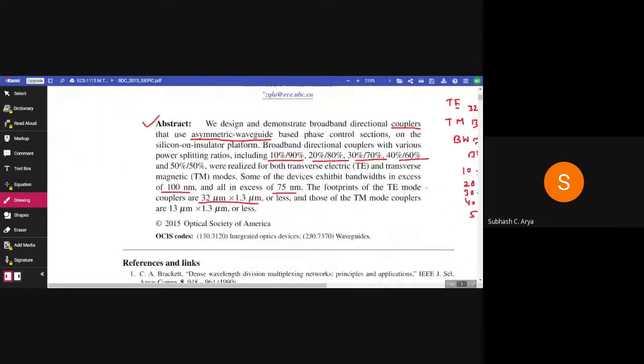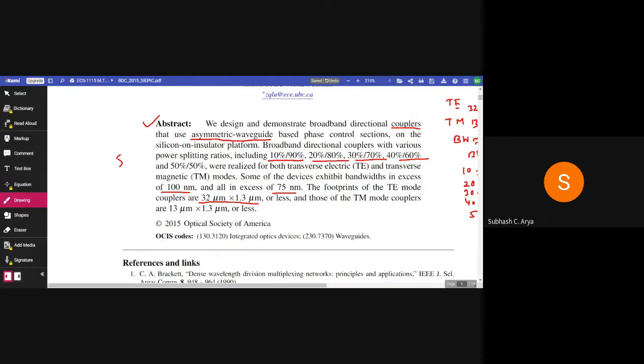Although researchers have designed splitting ratios of 10 is to 90, 20 is to 80, 30 is to 70, 40 is to 60 and 50 is to 50. So these are the couplers, directional couplers, 1, 2, 3, 4, 5. Five directional couplers have been designed for different splitting ratios.